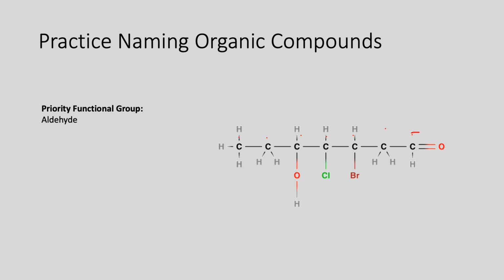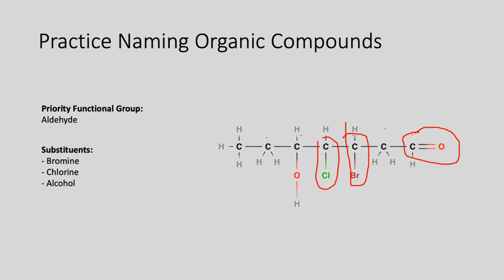Our priority functional group is an aldehyde. And our substituents are a bromine, a chlorine, and an alcohol. With this information, we know to name this compound 3-bromo, 4-chloro, 5-hydroxyheptanal.